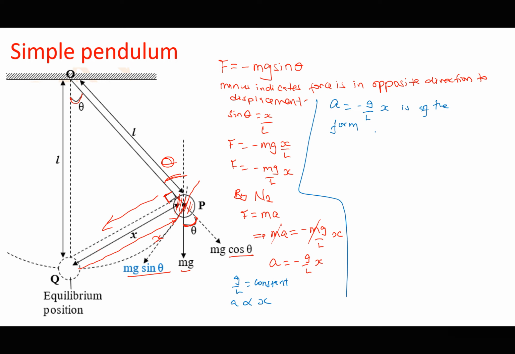This is of the form a equals negative omega squared times x. So if we compare the two equations, maybe we want to find omega, we want to find the period of oscillation, then we shall notice that therefore omega squared is equal to g divided by L. Remember, omega was given by 2 pi divided by T. So I can find the period.